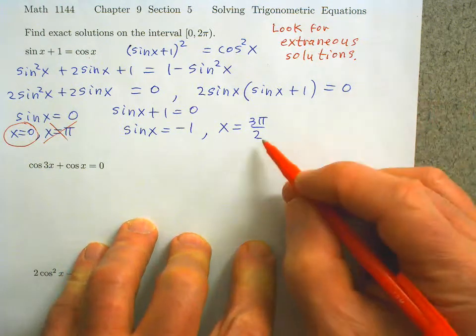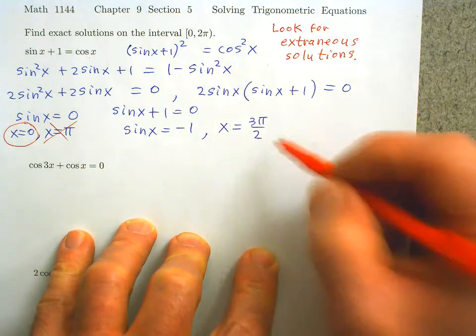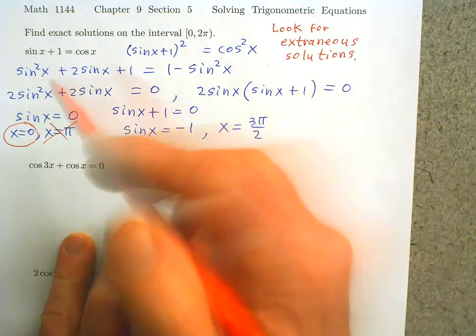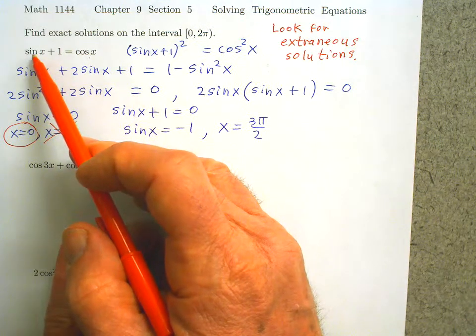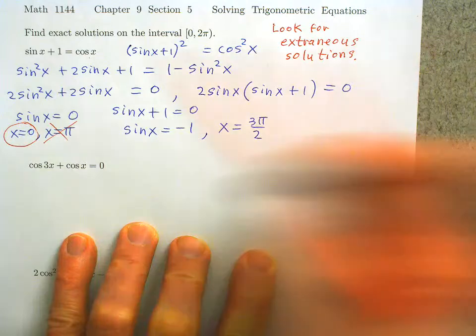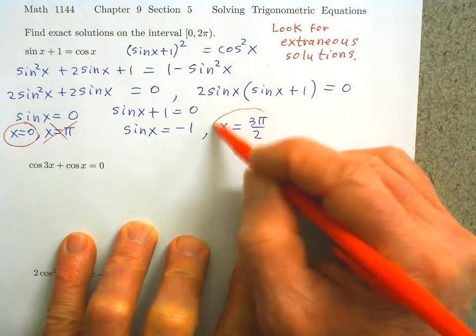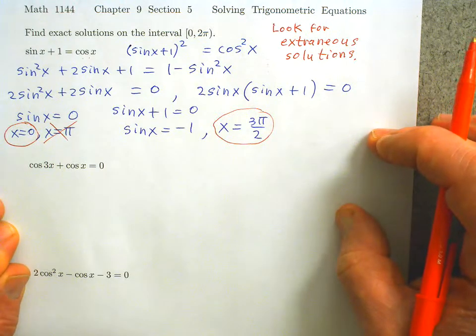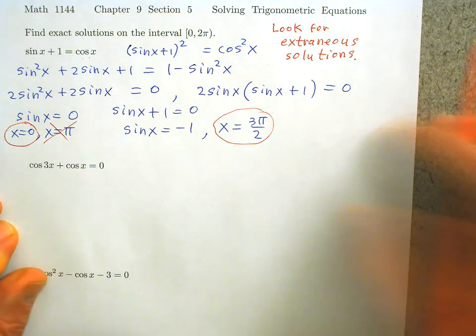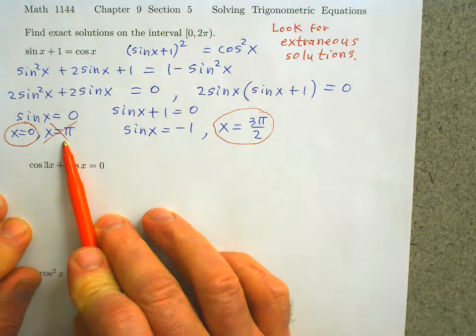And then our other solution, if x is 3 pi over 2, sine of 3 pi over 2 is -1. -1 plus 1 is 0, and cosine of 3 pi over 2 is 0. Okay, so the equation has just two solutions. We would say that x equals pi is extraneous.